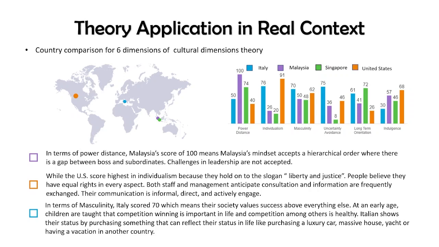Italians always show their status by purchasing something that can reflect their status in life, like purchasing a luxury car, massive house, yacht, or having a vacation in a country far from Italy.